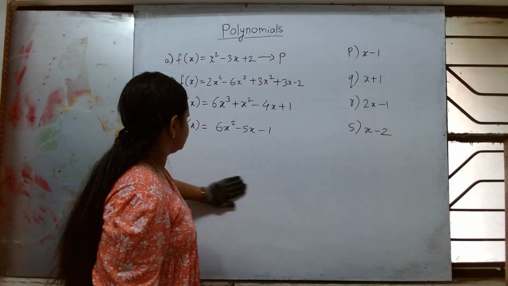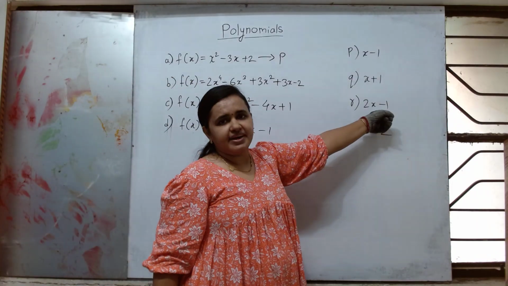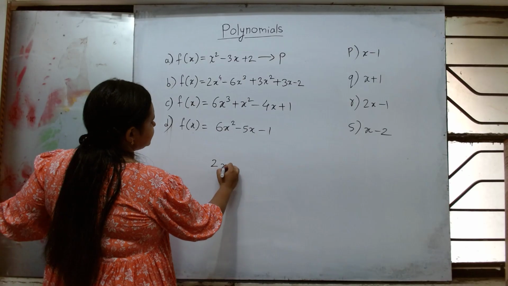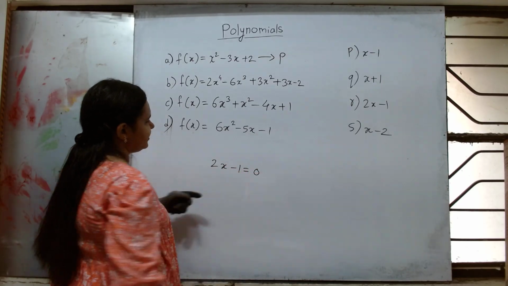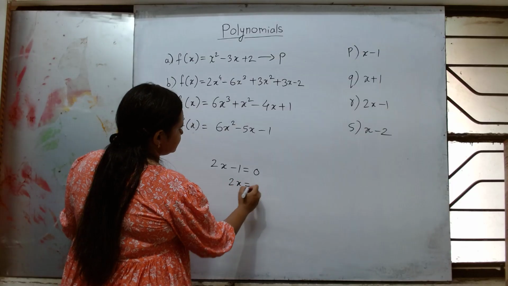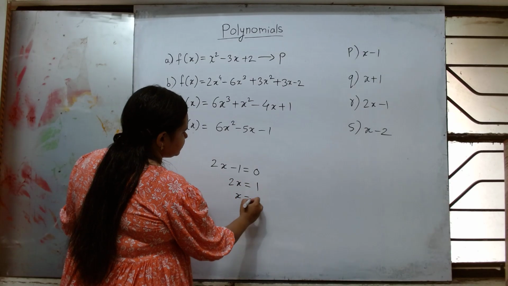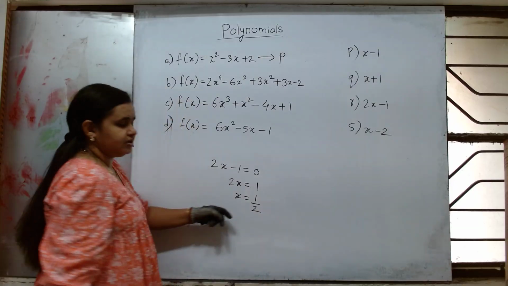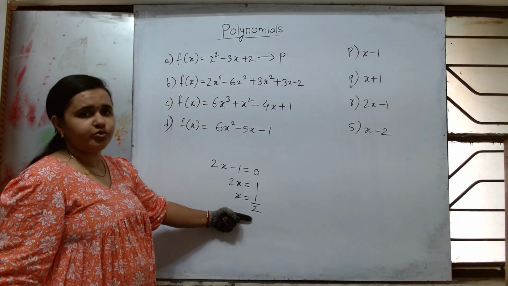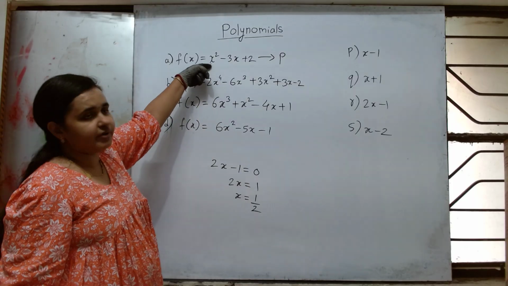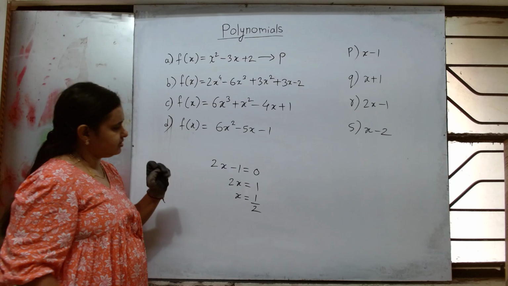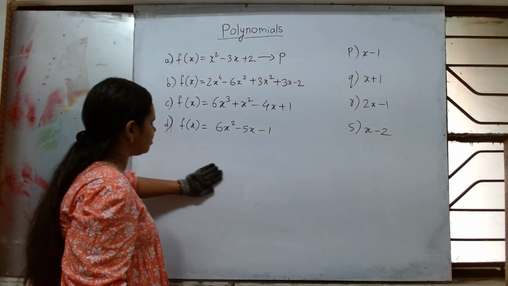Okay. Now for this 2x minus 1, we have to check it by putting the value of x. 2x minus 1 is equals to 0. From this we can calculate x. It is equals to 1 by 2. X is equals to 1 by 2. So we have to put the value of x equals to 1 by 2 in this polynomial and check whether the answer is coming as 0 or not.